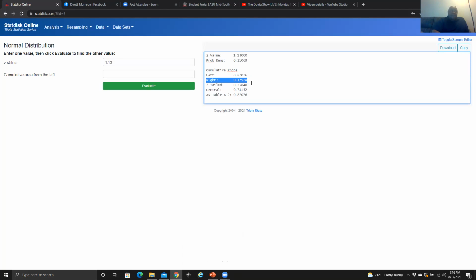So in this case, the probability of a value greater than 117 will be 0.1292.